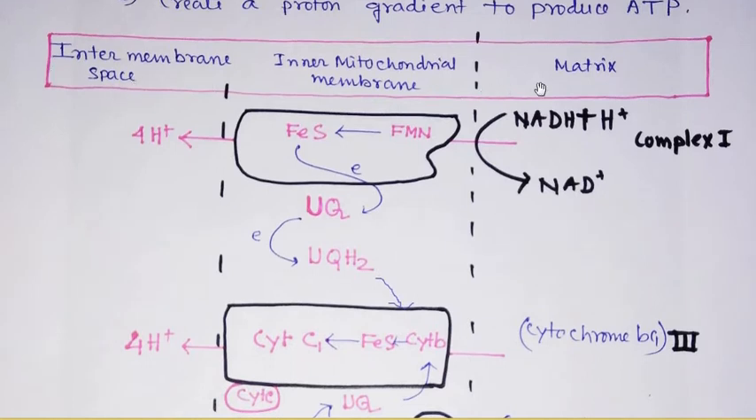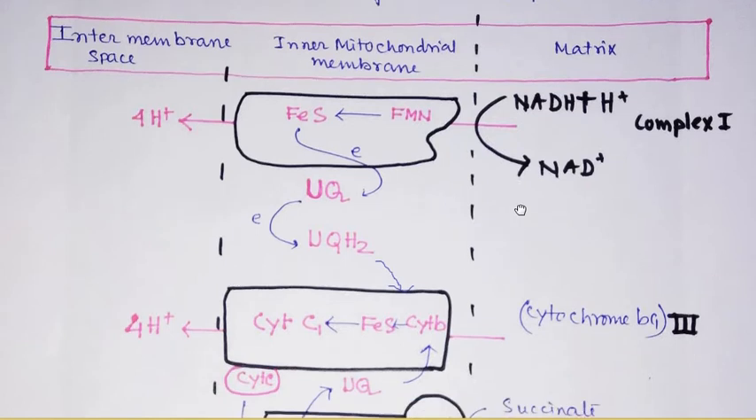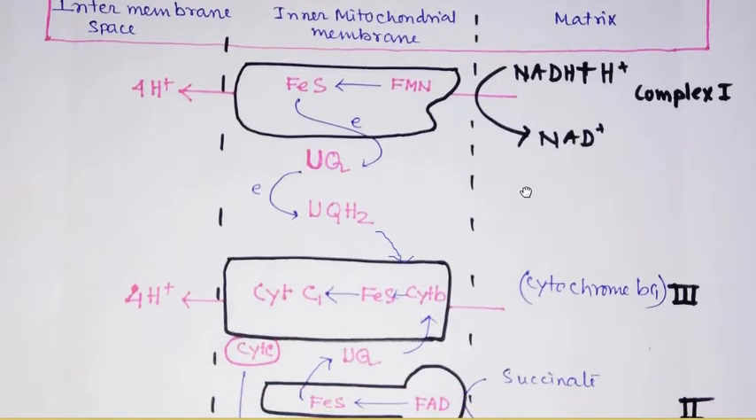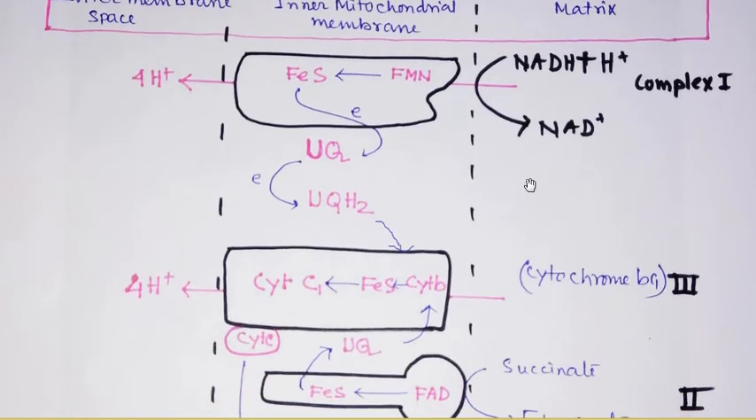This is the mitochondria. Here is the matrix, this is the inner mitochondrial membrane, and this is the outer chamber. That means the space between the outer membrane and inner membrane. The synthesis of ATP during the electron transport chain is called oxidative phosphorylation because the formation of ATP is coupled with the electron transport chain.